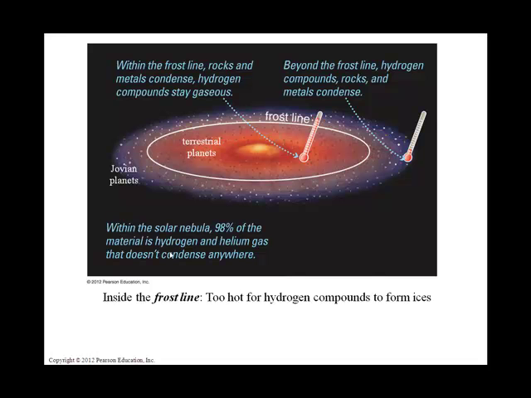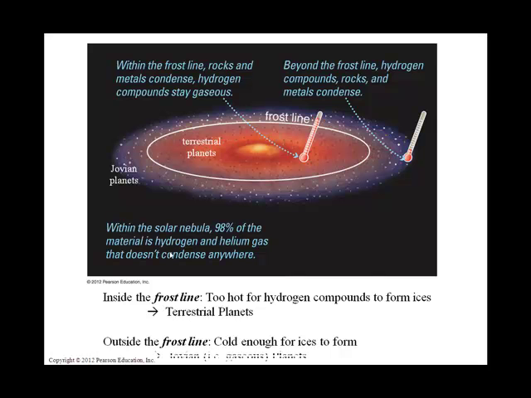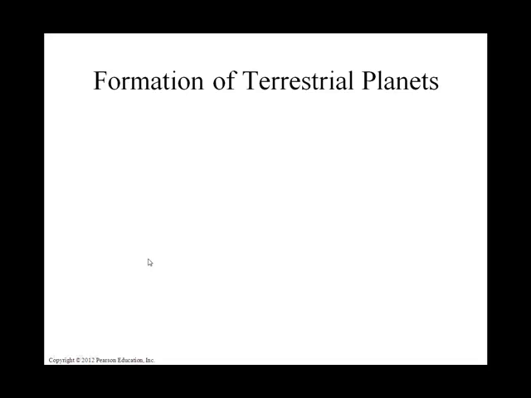Okay, so we have a frost line. Inside the frost line, it's too hot for those hydrogen compounds to condense. And that gives us our terrestrial planets. Outside the frost line, those hydrogen-containing compounds can condense, and we can make these large gaseous planets.